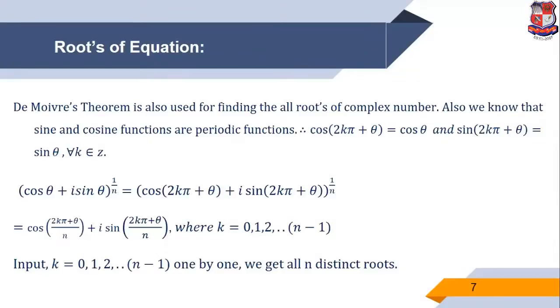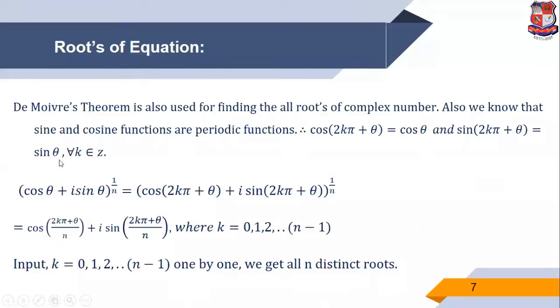Also we know that cos and sine functions are periodic. Therefore we write cos of 2k pi plus theta is equal to cos theta, and sine of 2k pi plus theta is equal to sine theta, because cos and sine are periodic functions with period 2 pi. So the general form is cos 2k pi plus theta is cos theta, sin 2k pi plus theta is equal to sin theta.